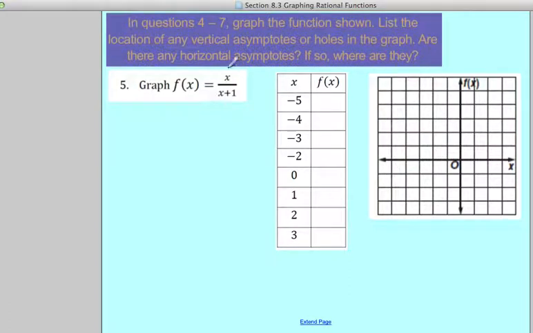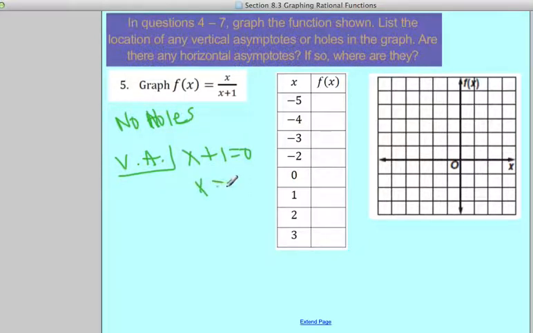asymptotes. So remember, holes is if it cancels. Nothing cancels here. Okay, so I would have no holes. Then I go ahead and figure out my vertical asymptotes. Comes from setting my denominator equal to 0, so x equals -1. Notice, once again, -1 would be right here on my table.